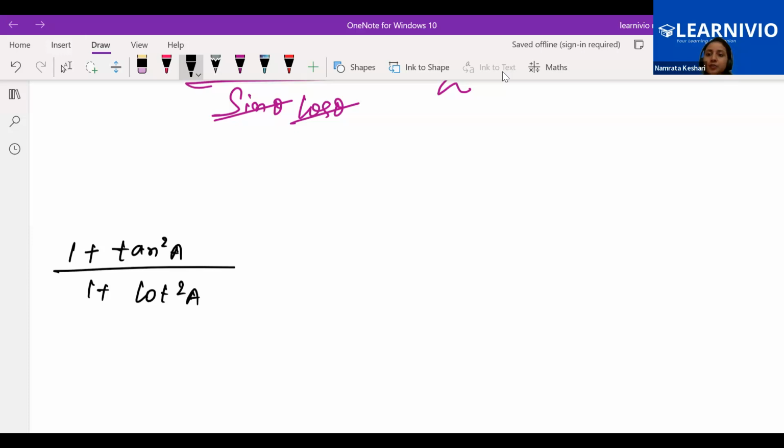Are you able to do it? Aisha, Alvina, Afnan, Abdul. Are you able? Are you able to find the value of this one, Aisha? Aisha, are you there? Are you able to do it, Aisha?